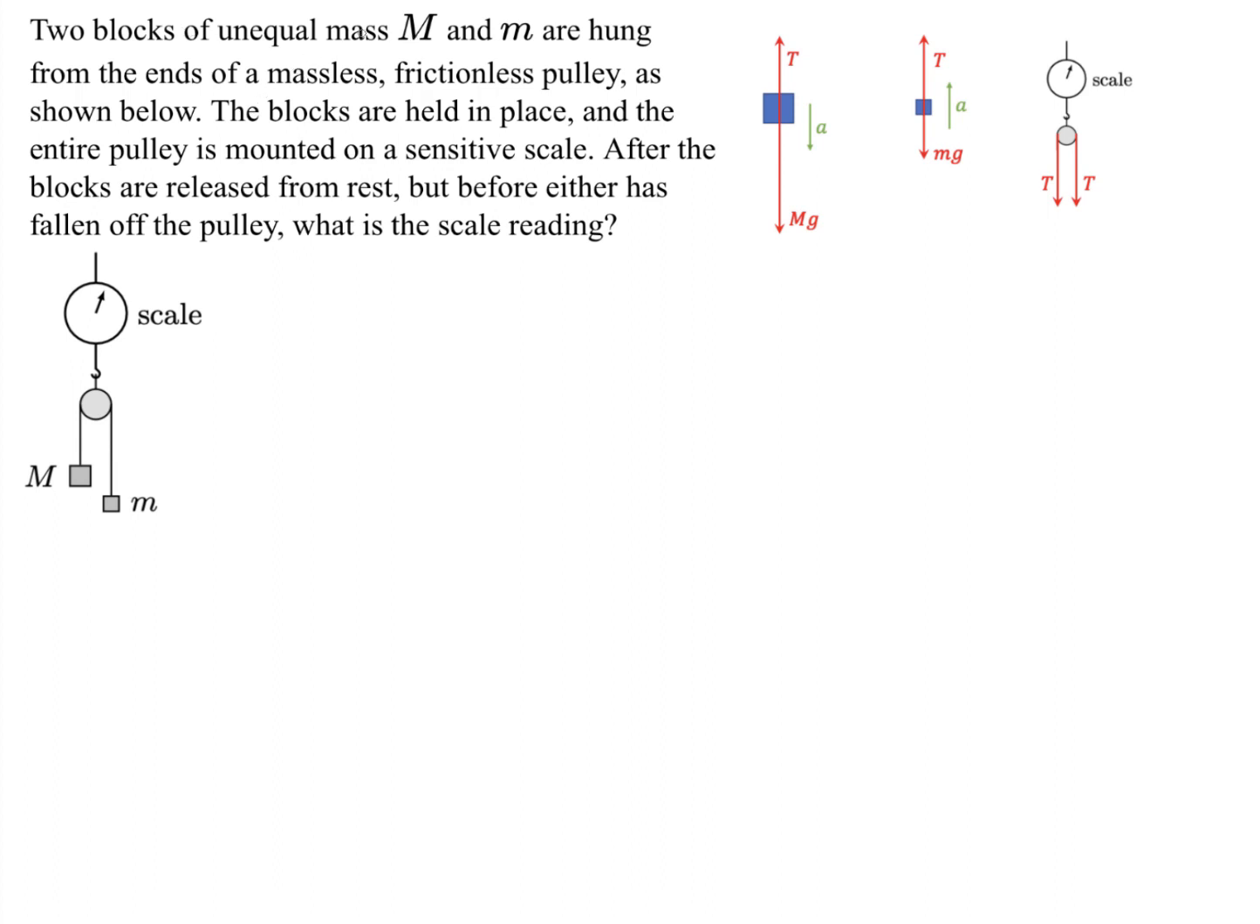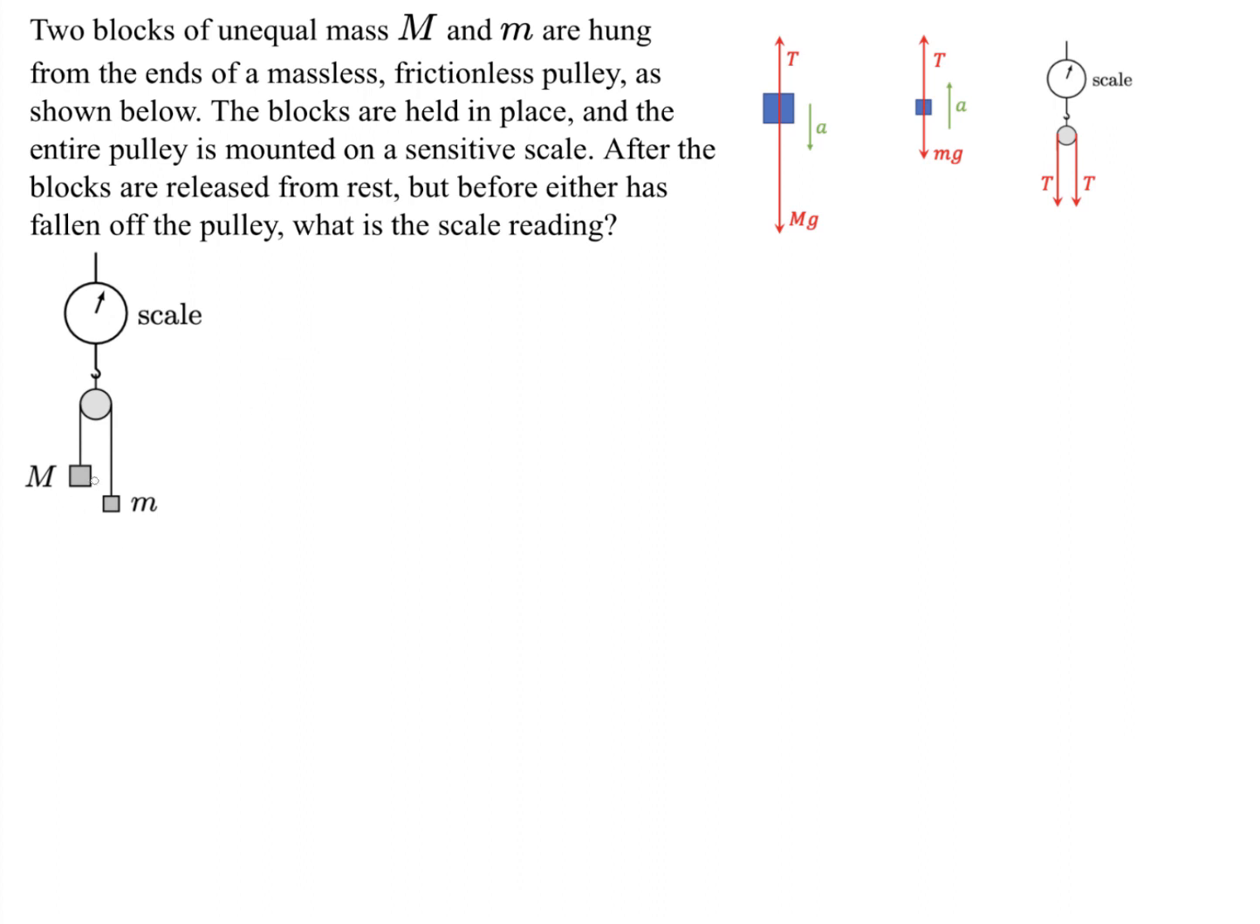Two blocks of unequal mass, capital M and lowercase m, are hung from the ends of a massless, frictionless pulley, as shown below. The blocks are held in place, and the entire pulley is mounted on a sensitive scale. After the blocks are released from rest, but before either has fallen off the pulley, what is the scale reading?